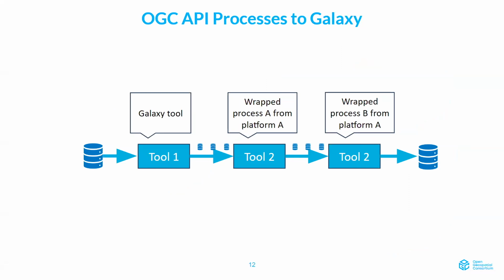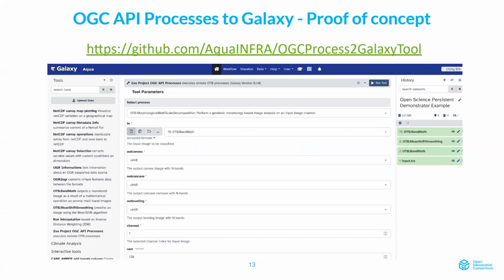So we have a workflow that contains, for example, a simple Galaxy tool that is already there, but we have a wrap process from platform A, which is our second tool. And we have a wrap process B from the same platform A, which is also the second tool. So this is not a typo, because all the processes are in the same tool. So we don't have one process per tool, but they are all in the same. And this is how it looks like.